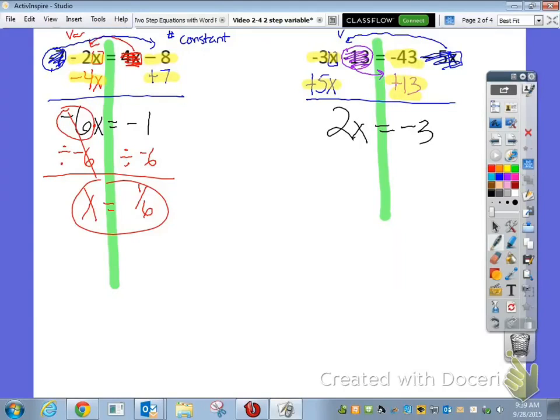is negative 30. The opposite of multiplying is to divide, and you can do the division sign or you can do the var, either one. X equals negative 15.